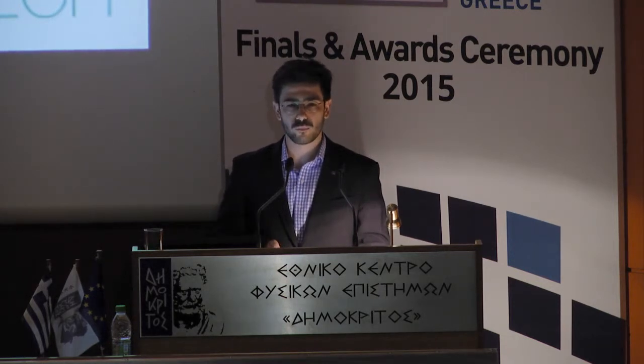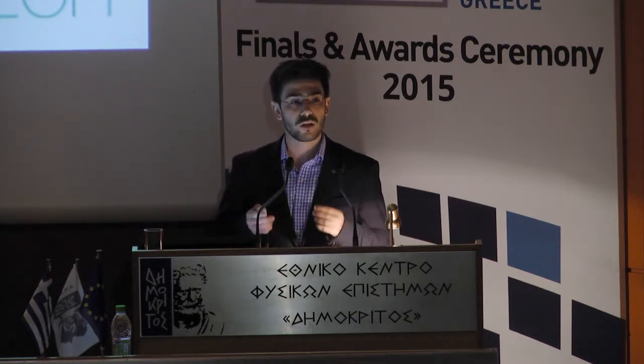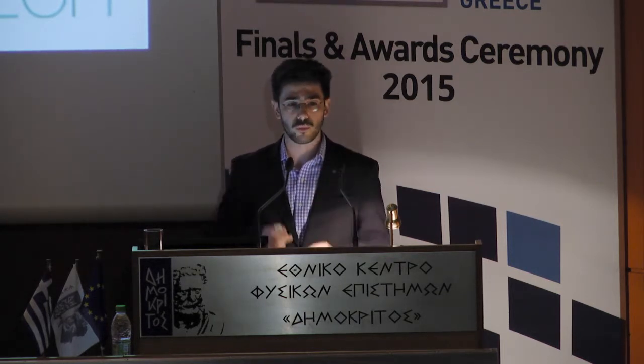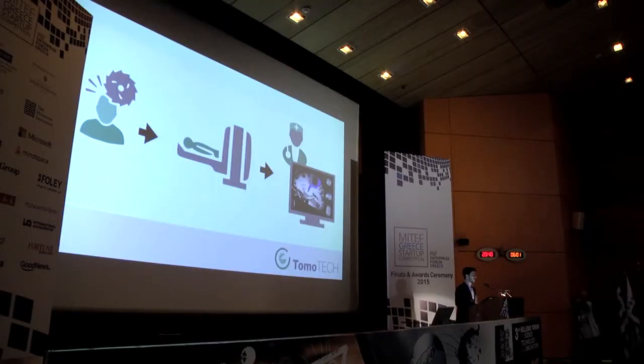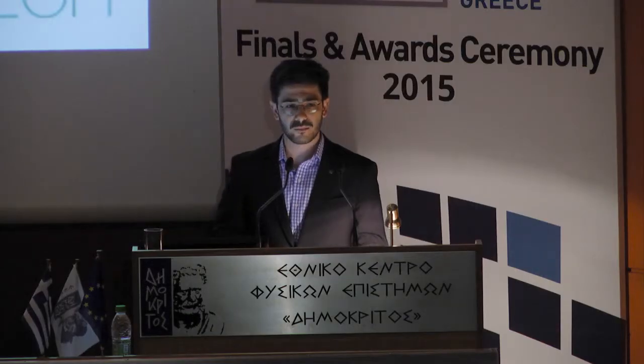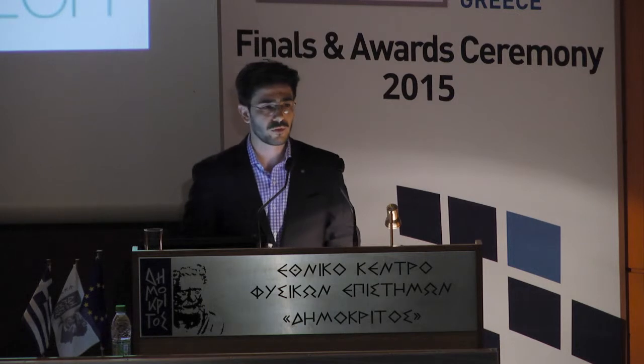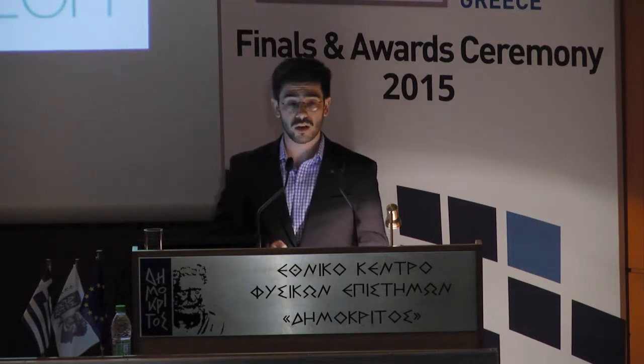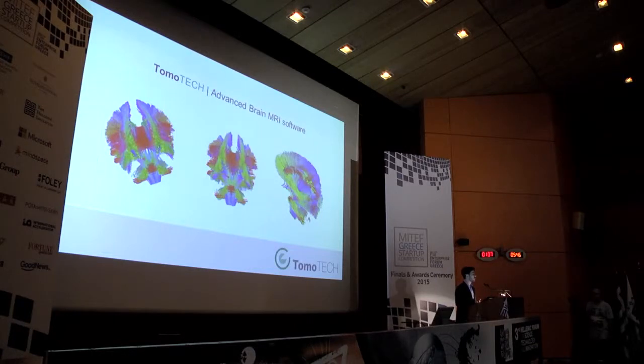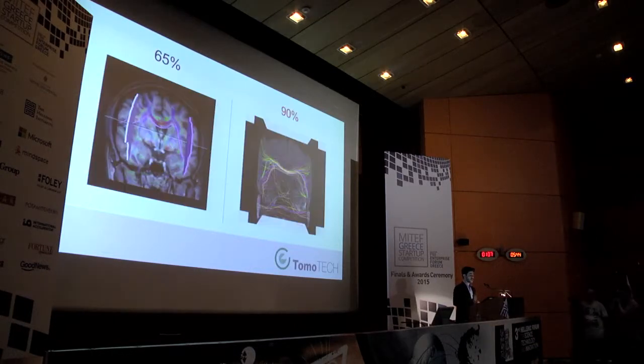They cannot achieve more than 60 to 65% accuracy rate in the 3D reconstruction of the nerves of the human brain. The tomoTECH solution can achieve a 90% accuracy rate in the 3D reconstruction of our nerves. So what does it mean? What does tomoTECH do? tomoTECH develops advanced brain MRI software for 3 different MRI exams: diffusion MRI, perfusion MRI, and functional MRI.